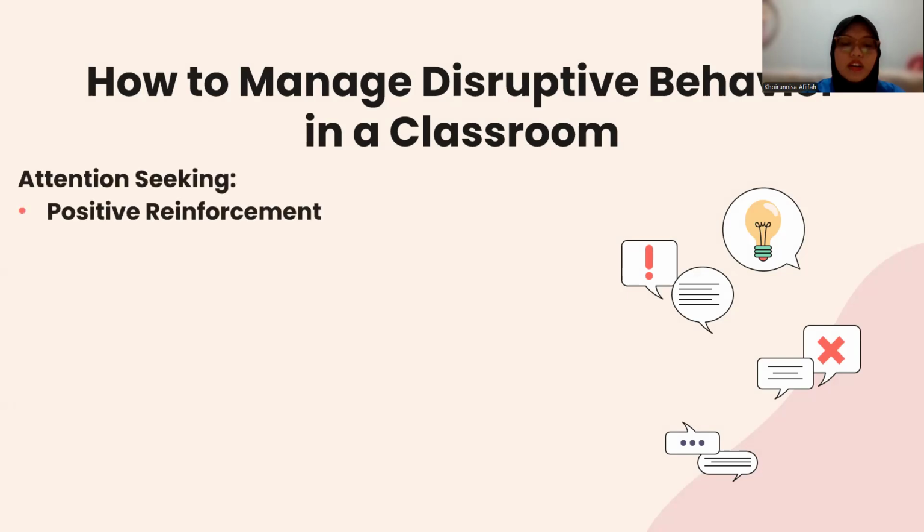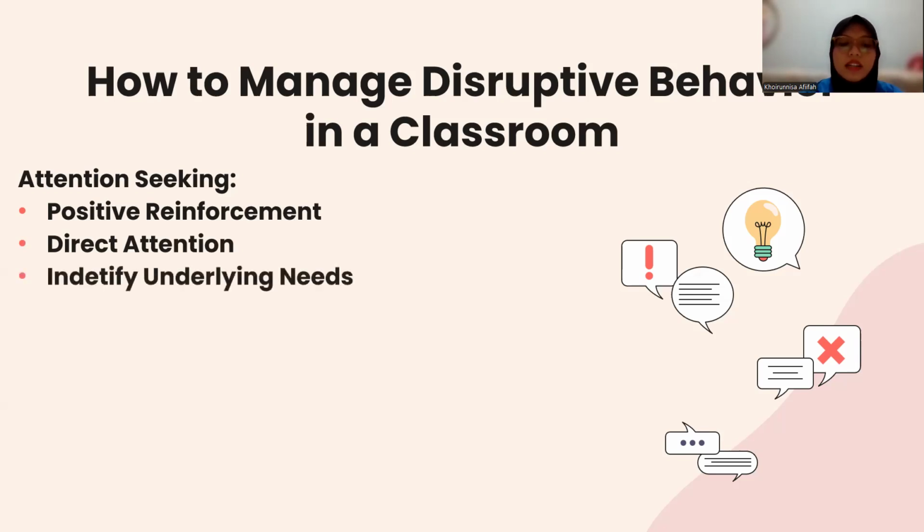And then for attention seeking, we can use positive reinforcement: catch students being good, acknowledge and praise appropriate behavior to encourage repetition. And then direct attention, provide students with opportunities to participate constructively by calling on them frequently or giving them specific tasks. And then identify underlying needs. Sometimes attention seeking can mask other issues like anxiety or social struggles. Talk to students privately to understand their motivations.